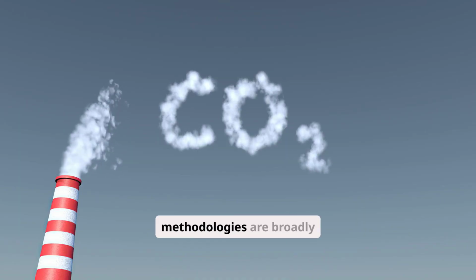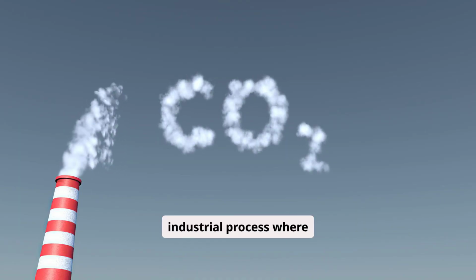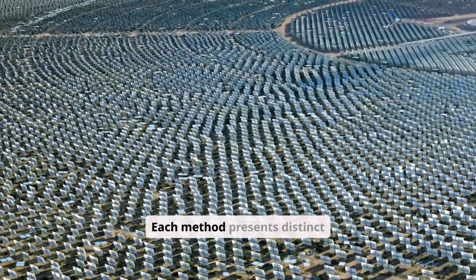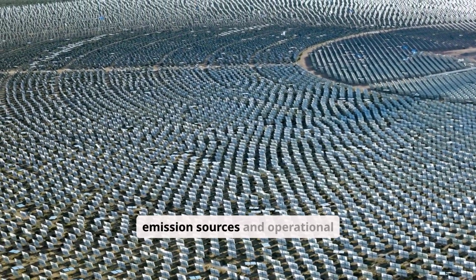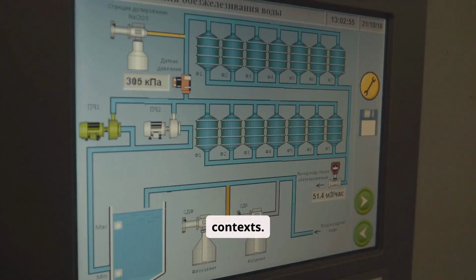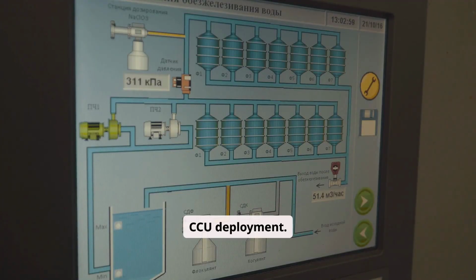Carbon capture methodologies are broadly categorized based on the point in the industrial process where CO2 is separated. Each method presents distinct advantages and challenges, tailored to specific emission sources and operational contexts. Understanding these distinctions is crucial for effective CCU deployment.